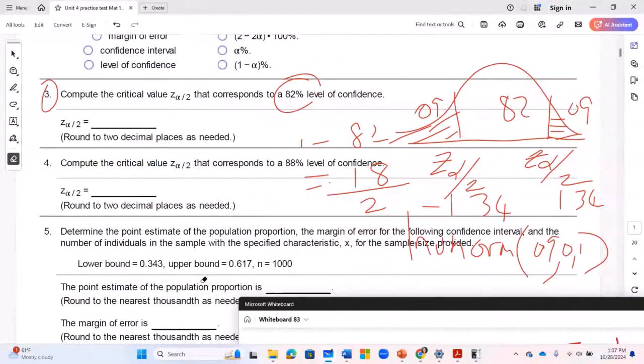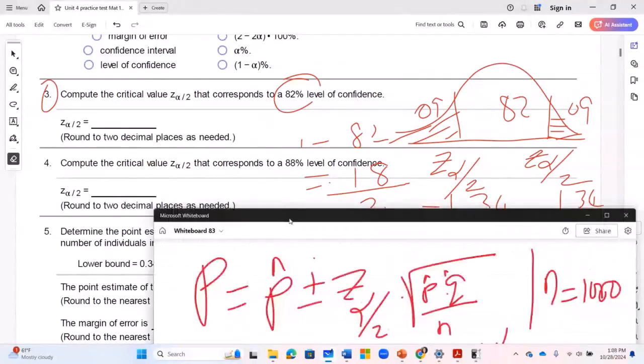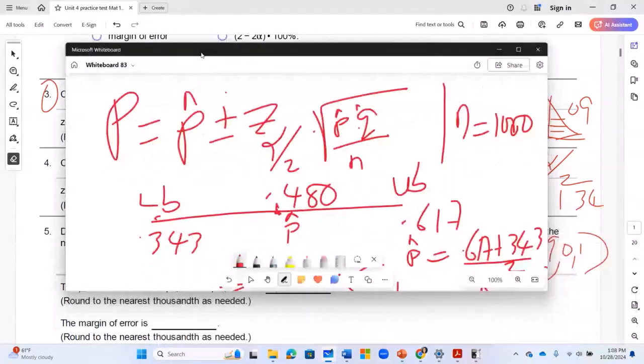I'm given the upper bound and lower bound. What I need to do is add the upper bound and lower bound and divide by 2 to get the point estimate. And if I'm told to find the margin of error, the margin of error is the distance between the point estimate and the upper bound. That is the margin of error. And what is the margin of error here? Upper bound minus 0.480. So I pull my calculator up.